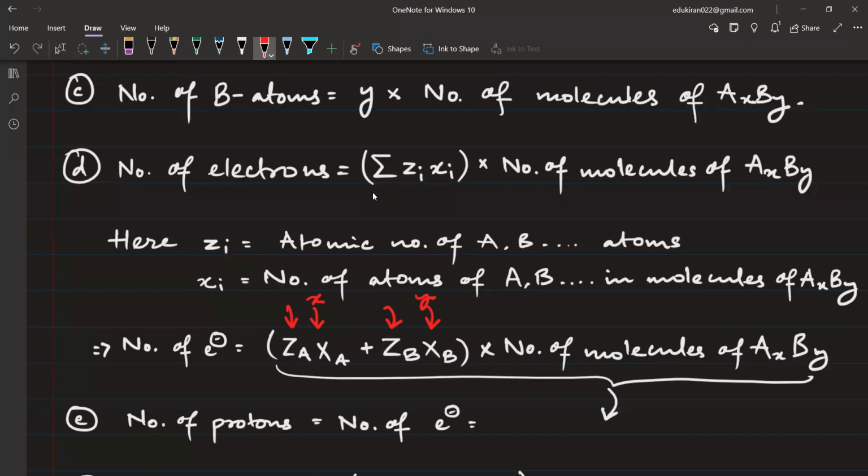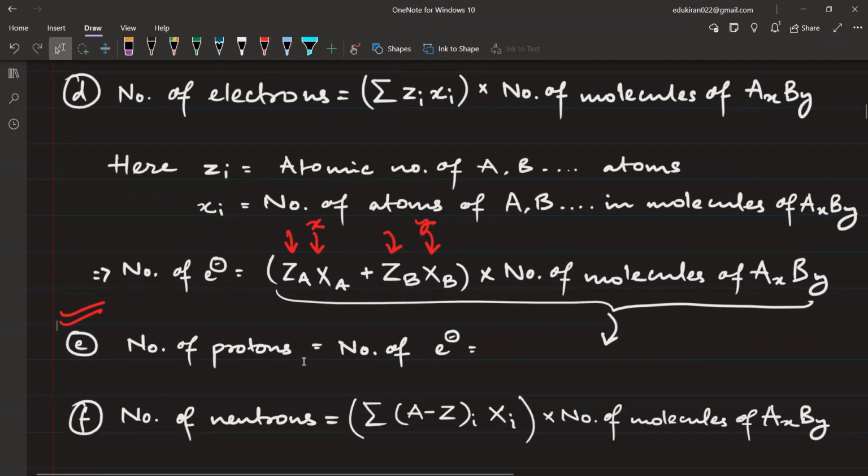Now, if they ask you number of protons in the neutral molecule, number of electrons and number of protons are equal. So the same formula you will use, and you will also get the number of protons. Okay. So they have asked about atoms. They have still not asked about electrons and everything. So protons और electrons भी आगे वो पूछ सकते हैं.